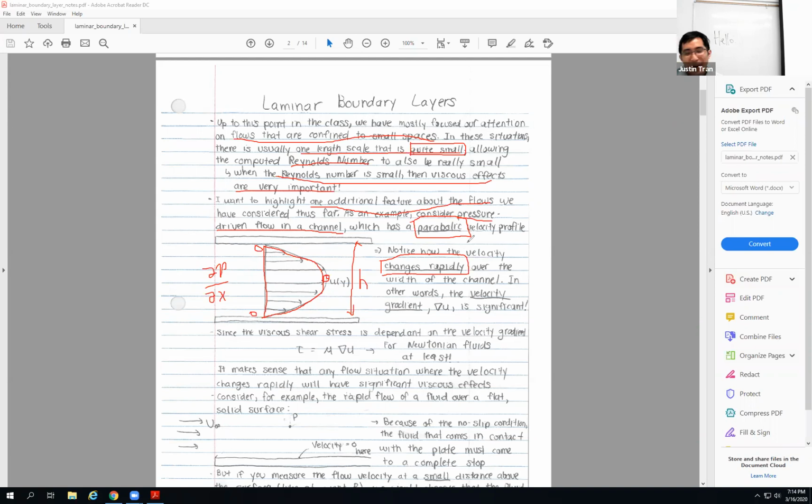In other words, the way we mathematically represent this is that the velocity gradient, which is given by this quantity del u, or nabla u, is something that's really, really large, right? Remember, back when we did fluid kinematics, we computed this velocity gradient.